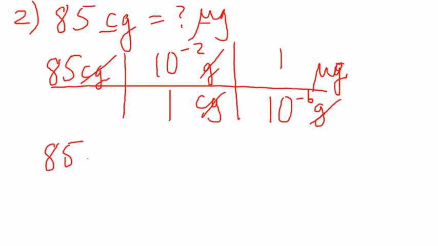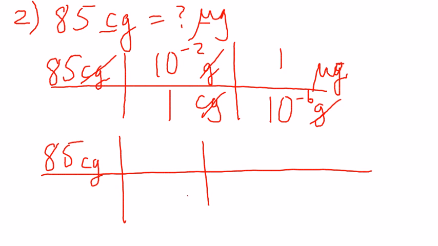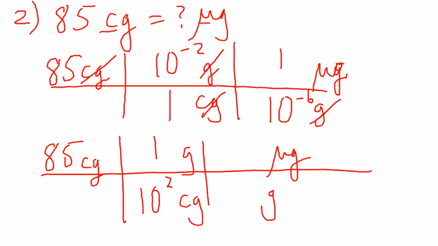If we want to use only positive exponents, we could have written this as grams to micrograms. Well, in 1 gram there are 100 centigrams, and in 1 gram there are 1,000,000 micrograms. Again, we get the same answer either way. It just depends on how you would like to write it and how you like to see it.